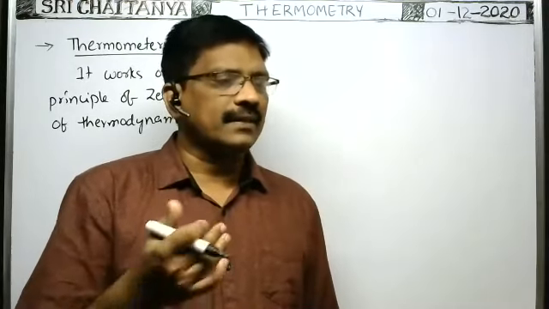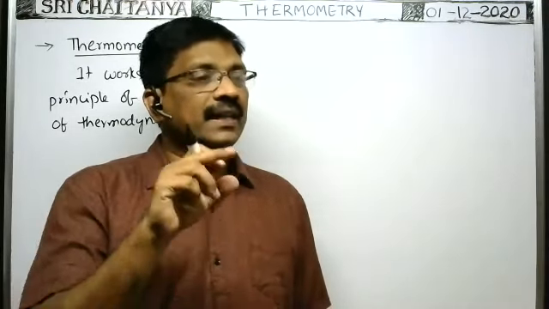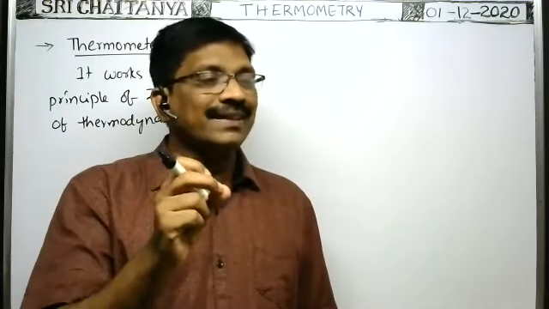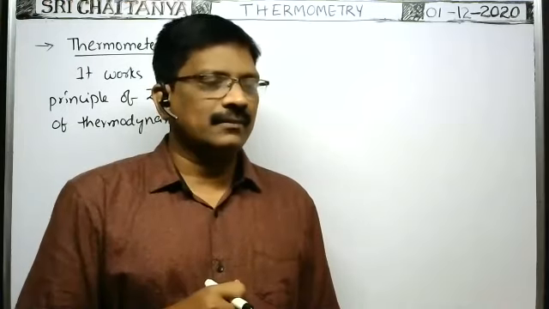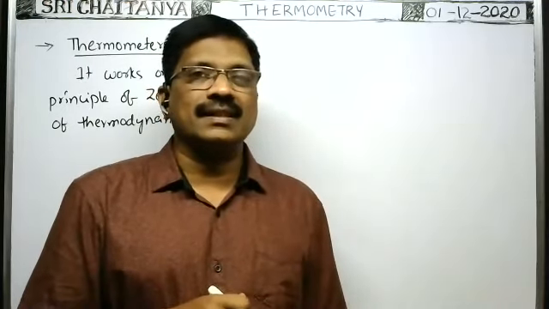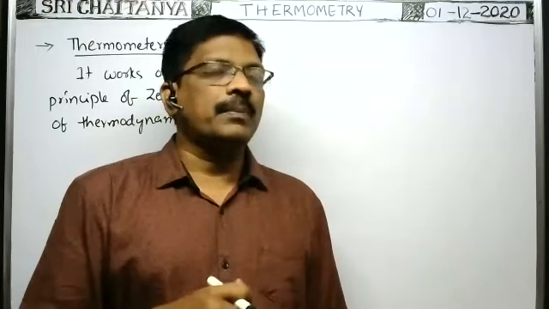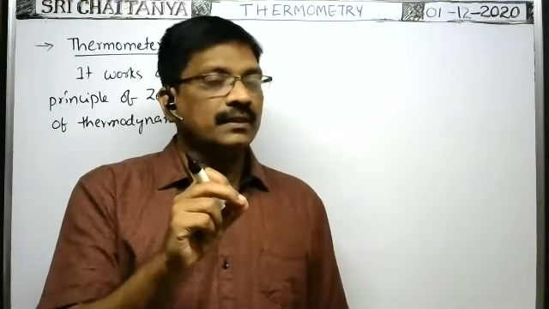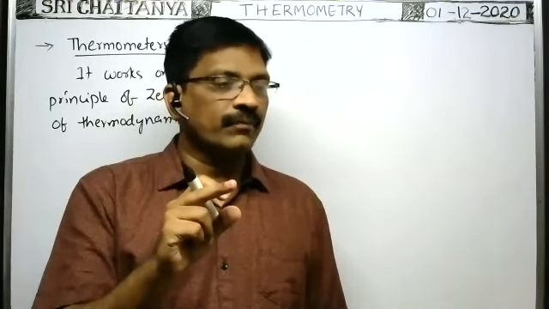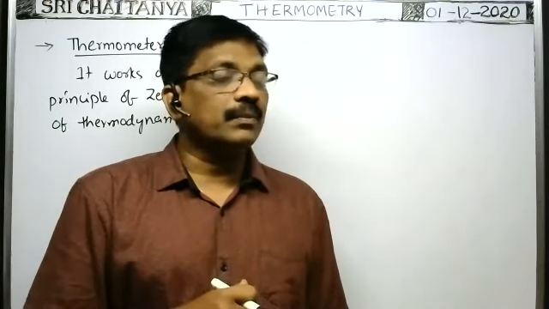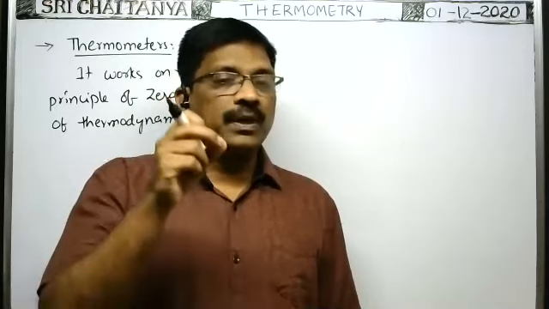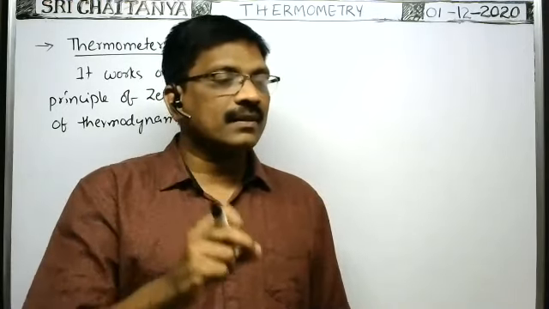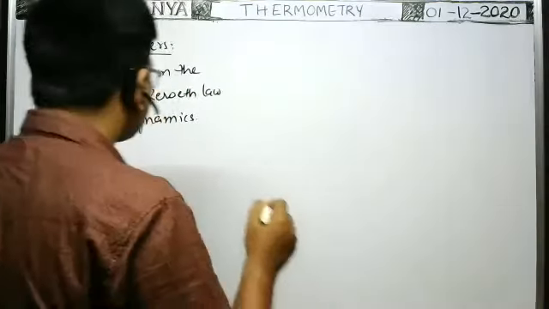Gas thermometers are designed on that basis. When the temperature of certain conductors increases, their electrical resistance increases. Based on that property, resistance thermometers work. That resistance property is called a thermometric property. The property of the given substance by which thermometers are designed is called the thermometric property.